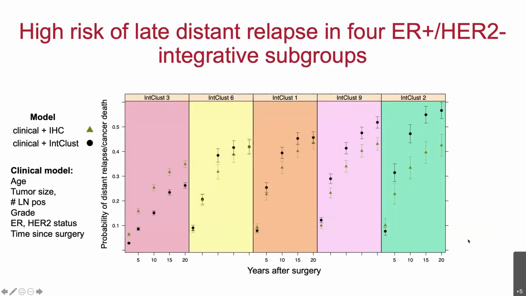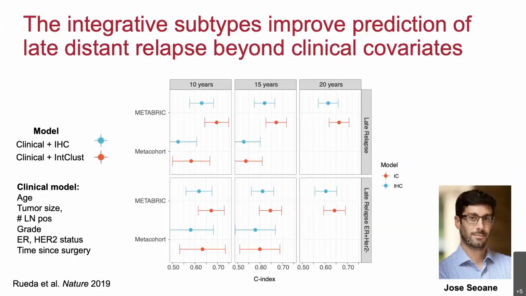So Jose Sione in my group, who's now going on to start his own group in Barcelona, has built a meta cohort that allowed us to validate these findings to the best of our ability. Now, this was quite challenging because getting 20 years clinical follow-up and gene expression data is actually non-trivial. But what you can see in this scenario is that we compare our predictions using the clinical model or the IHC model versus the integrative subtype model, first in the METABRIC cohort over 10, 15, 20-year intervals. Where we trained the model was in the METABRIC cohort.